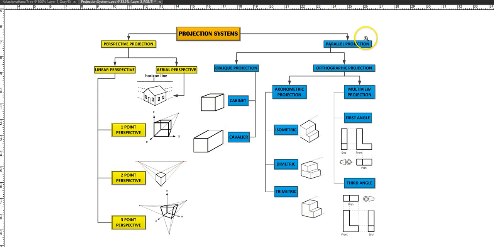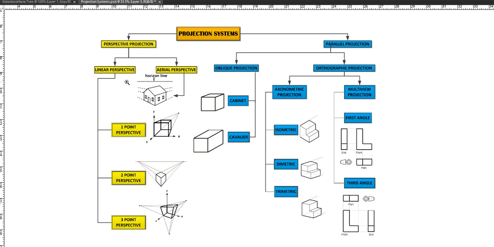So when you look at the blue color, all these are parallel projections. They fall in that branch, but it is still part of the projection systems. So first we are going to finish all these different types of parallel projections in our course, and then we will jump to the perspective projections at the end of the course.